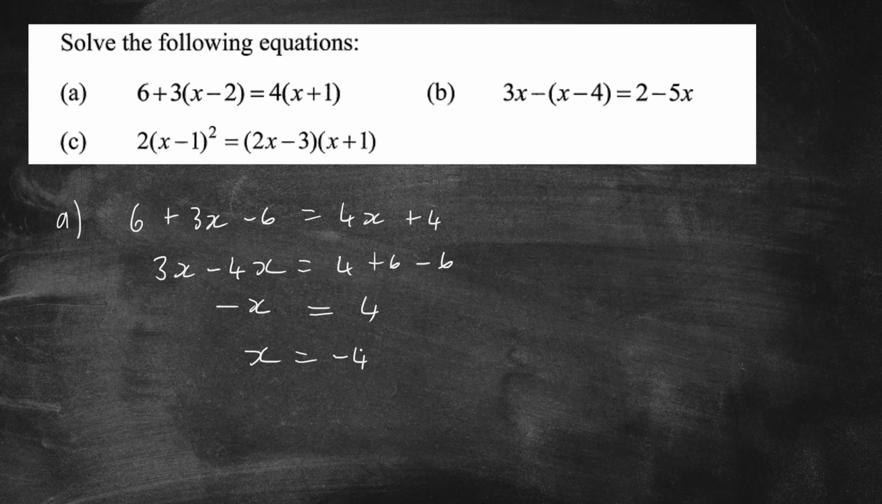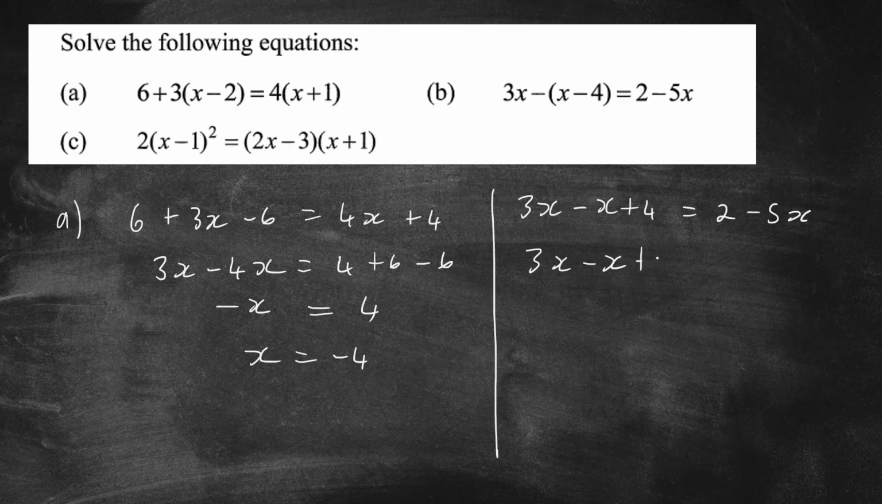And then for b, we do b here, multiplying in the negative. When we multiply in the negative, the signs basically just change. So plus 4 equals 2 minus 5x. Take the x's to the one side, so plus 5x equals 2 minus 4, constant to the other side. Then we add the like terms. So we've got 2x plus 5x, that's 7x, equals negative 2, and then divide both sides by 7, so x is equal to negative 2 over 7.